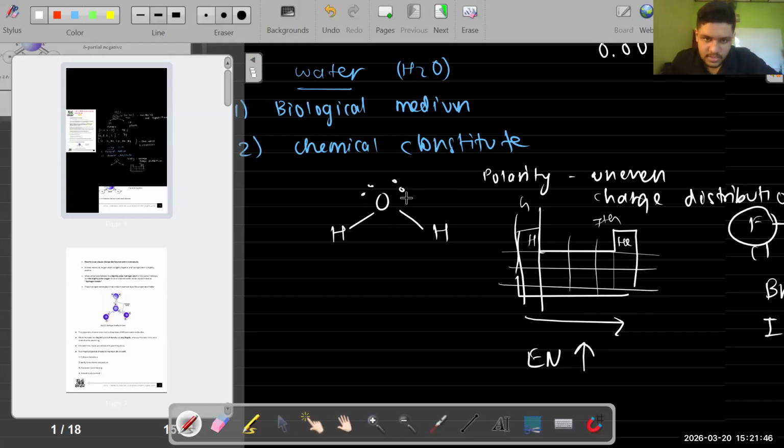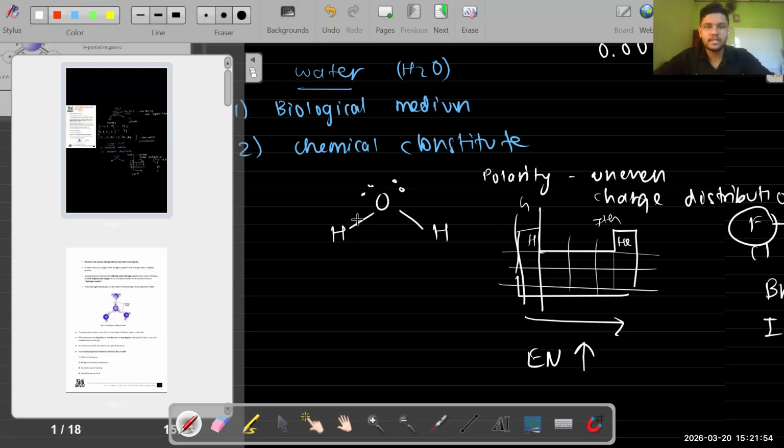So see here, oxygen is located in the sixth group. Am I right? Hydrogen is present in the first group. So which has the highest electronegativity? Oxygen or hydrogen? Oxygen, exactly. Very good. That means we have got the point. Oxygen has the highest electronegativity.